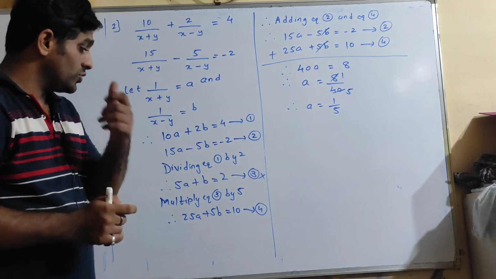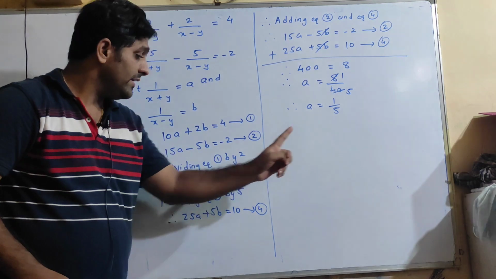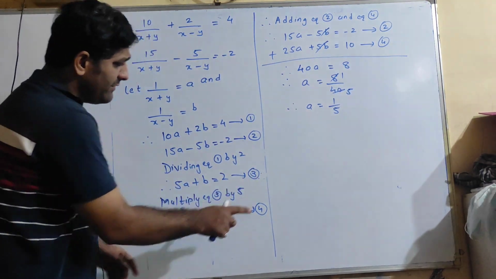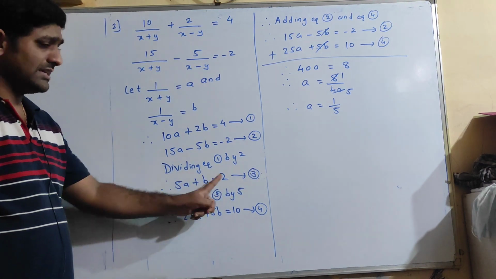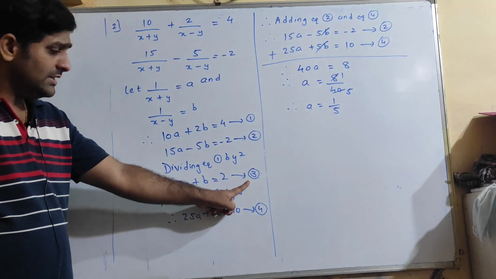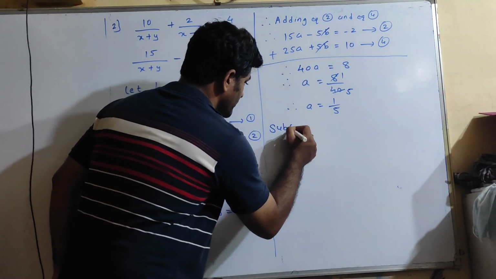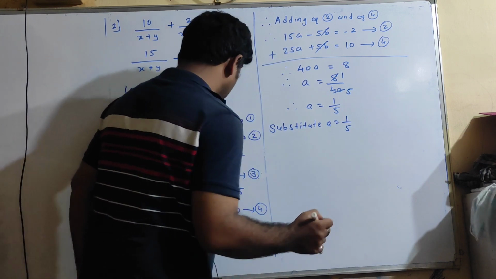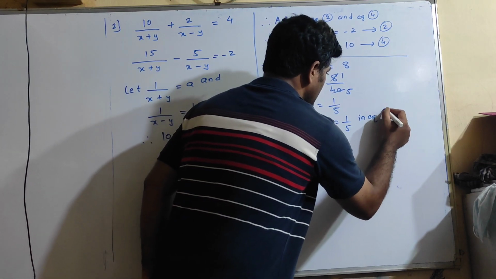Now what we will do, students, we'll do one simple thing. This value a as 1 upon 5 we will substitute in the simplest equation. Now if you notice from all the given equations over here, equation 3 is the simplest one. So what we are doing is substitute a is equal to 1 upon 5 in equation 3.